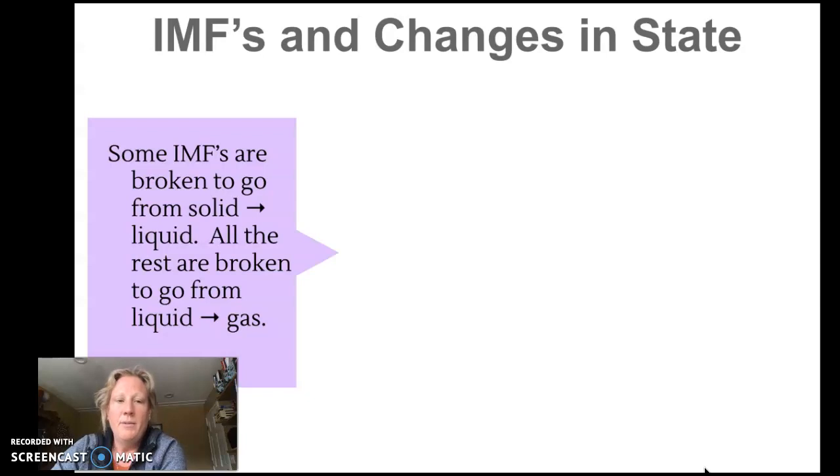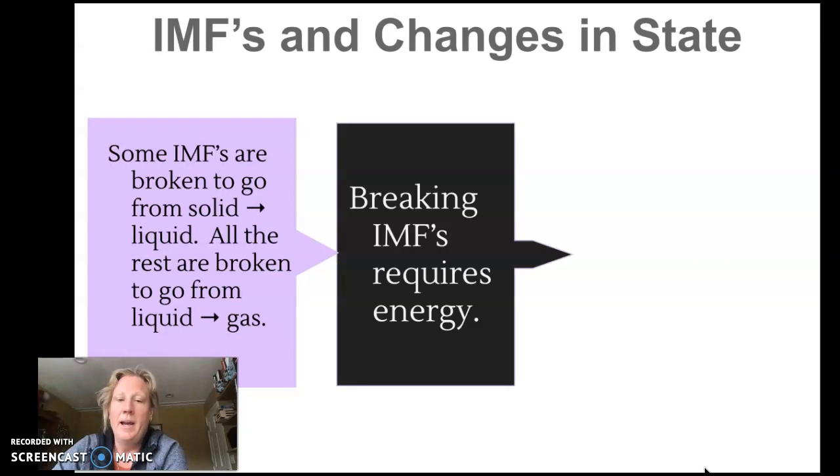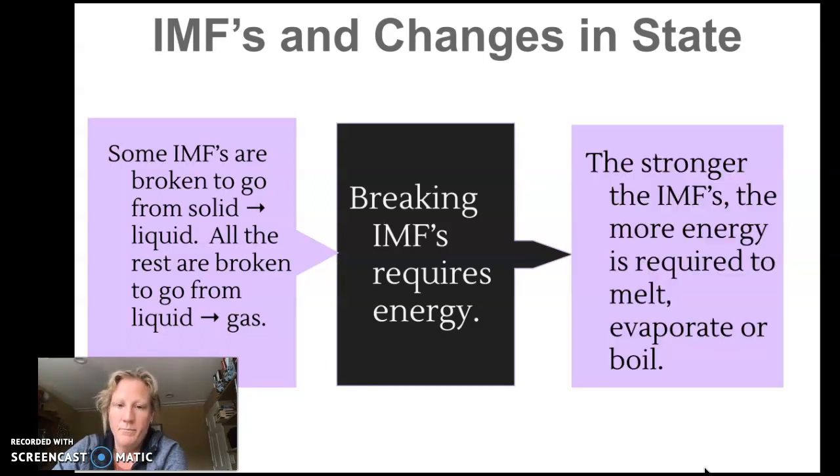Some IMFs are broken when you go from a solid to a liquid, not all of them. Then all of them have to be broken to go from a liquid to a gas, and that requires an input of energy. The stronger those IMFs are, the more energy is required in order to melt or boil, or even just evaporate slowly over time. Water is going to evaporate slower than something like rubbing alcohol, which we know is really volatile, and that's because it doesn't have very strong IMFs.